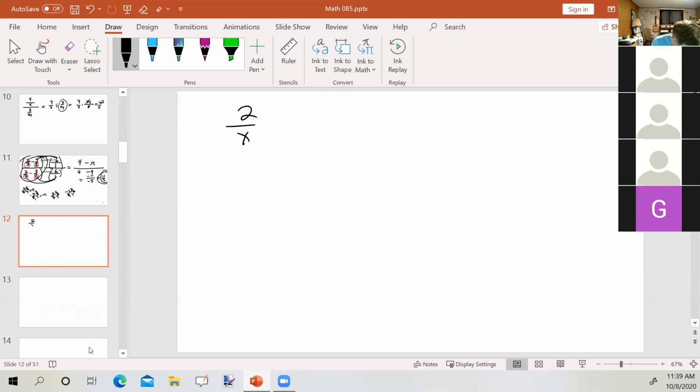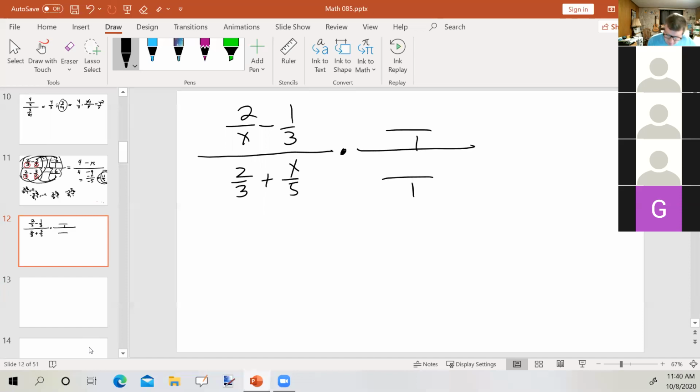2 over x minus 1/3, all over 2/3 plus x over 5. So I'm going to multiply by the LCD over the LCD. What is the LCD of x, 3, 3, and 5? Would it be 15x? It would be, cool.